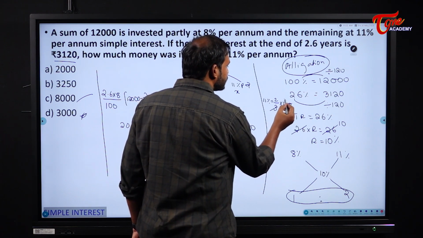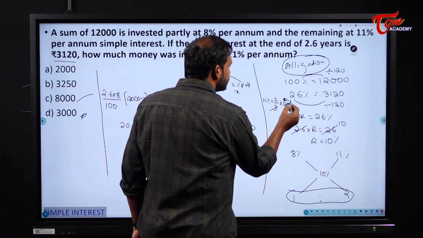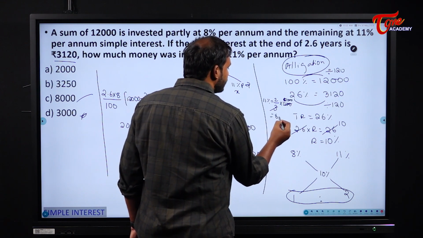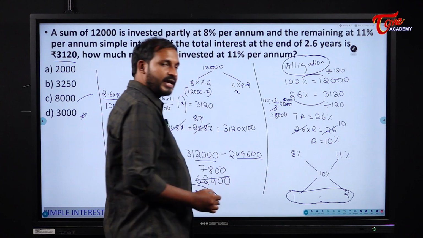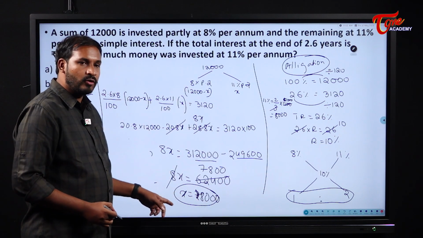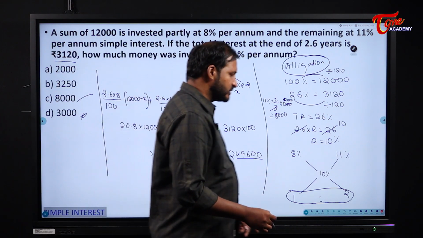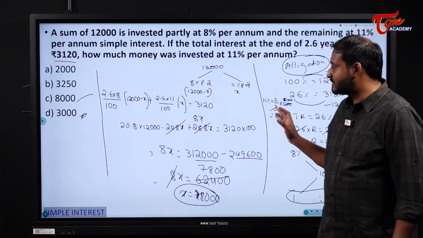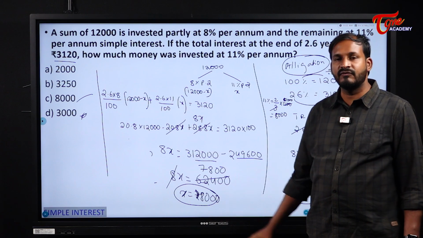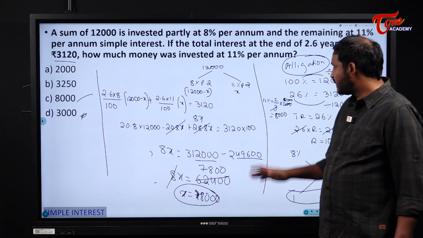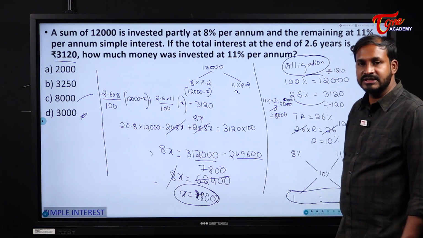So what happens to this one? This will become 4,000. So 11% will become how much? 8,000. So what is the difference between this one and this one? Here you need to do a lot of calculations, but here you will get the answers very easily and quickly.